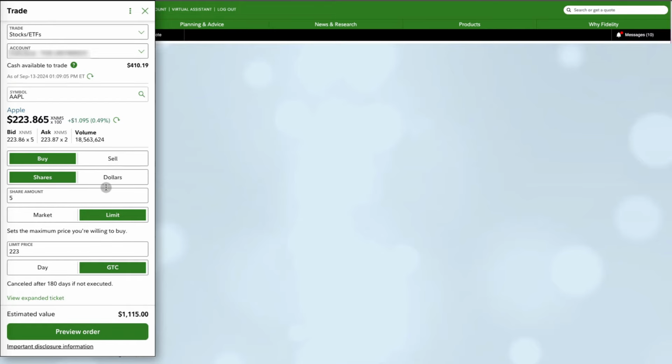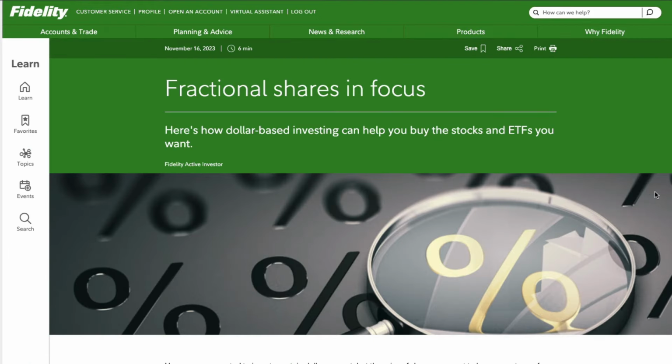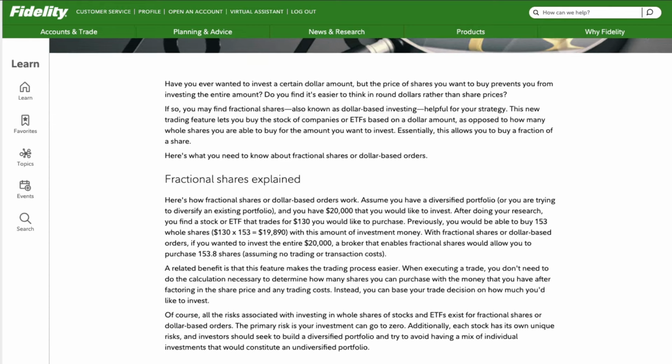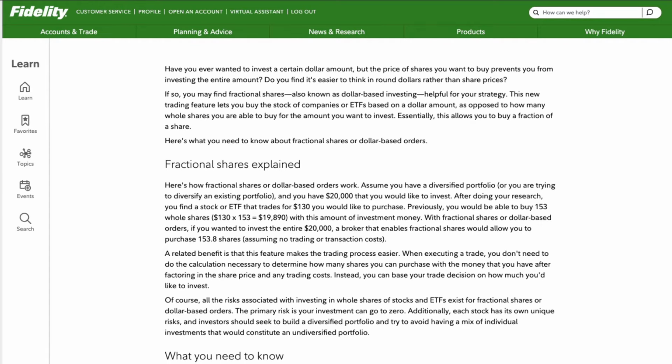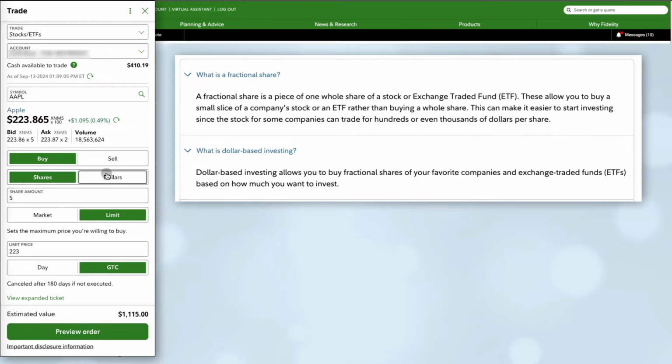We've covered buying whole shares, but most investors, including myself, prefer investing in round dollar amounts. Fidelity allows you to buy fractional shares. So let's go back to where I had to choose between shares and dollars.